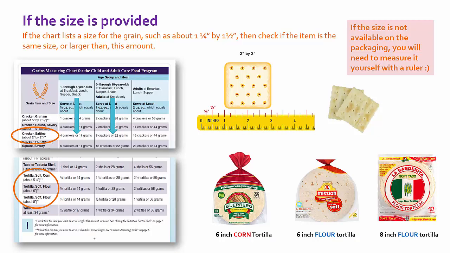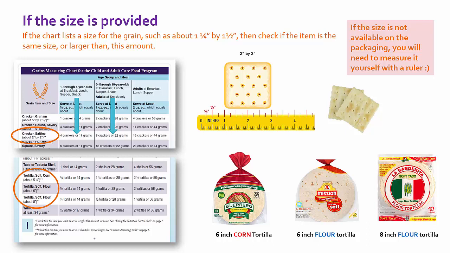If the size is provided, if the chart lists a size for the grain such as about 1 1/4 by 1 1/2, then check if the item is in the same size or larger than this amount. If the size is not available on the packaging, you will need to measure it yourself with a ruler, okay?